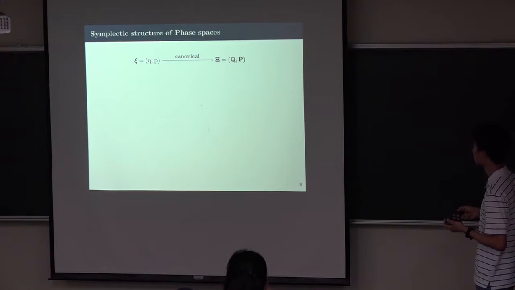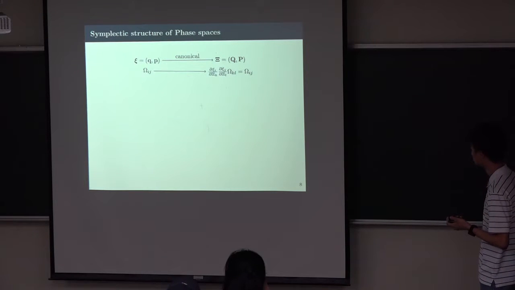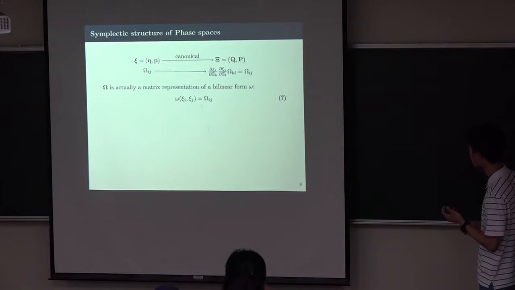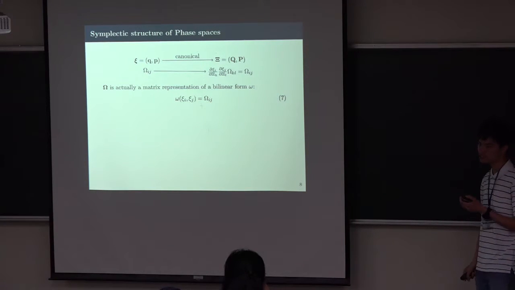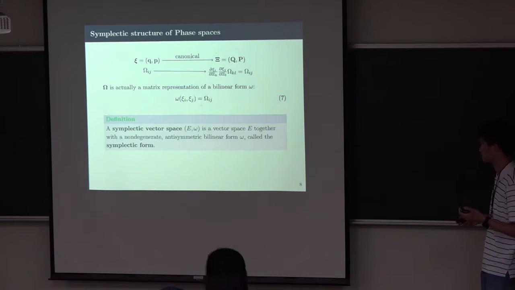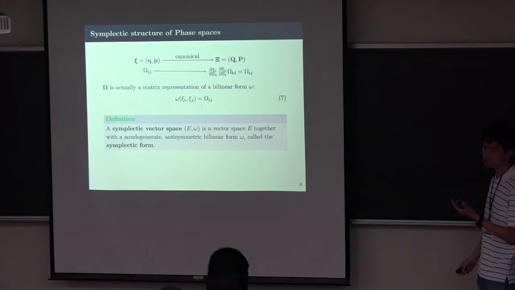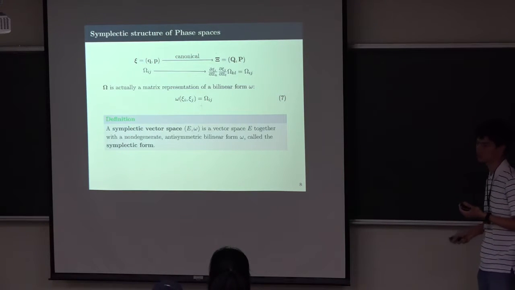When we do a canonical transformation on the phase space of a classical system, the omega matrix is preserved in this way. It's like a genuine relativity. In fact, the omega matrix is the matrix representation of a bilinear form on the phase space. And this bilinear form is a geometric structure of the phase space called the symplectic form. A vector space with this kind of structure is called a symplectic vector space.